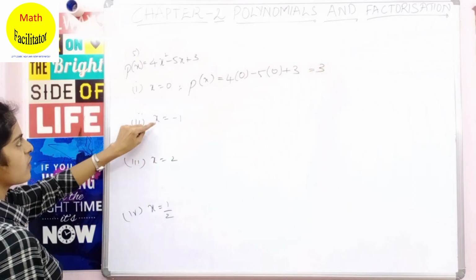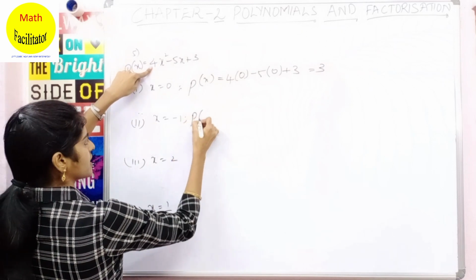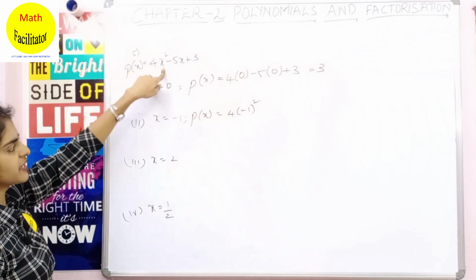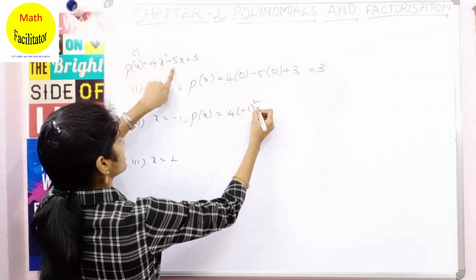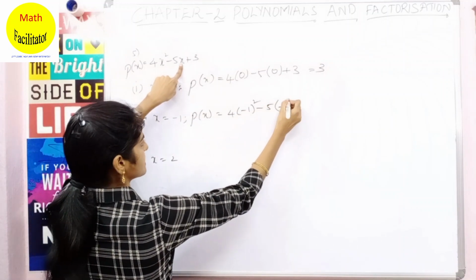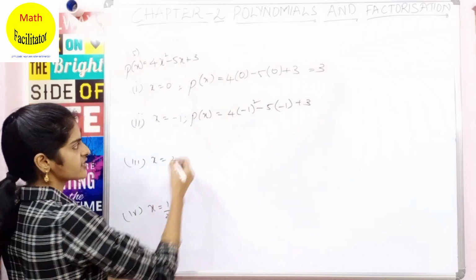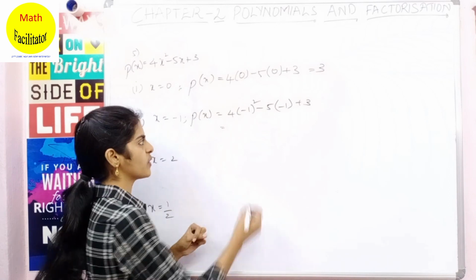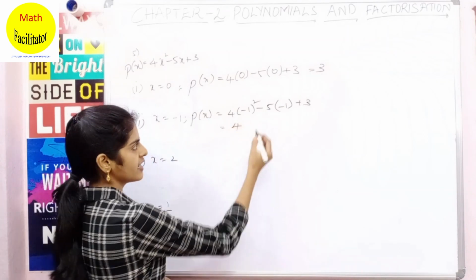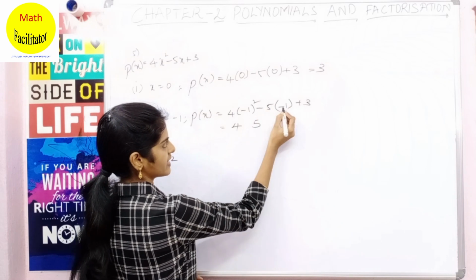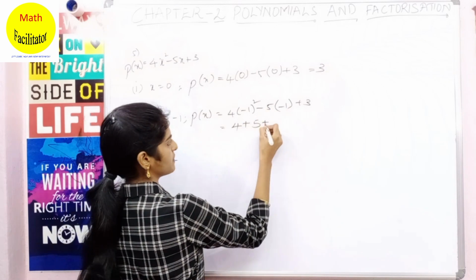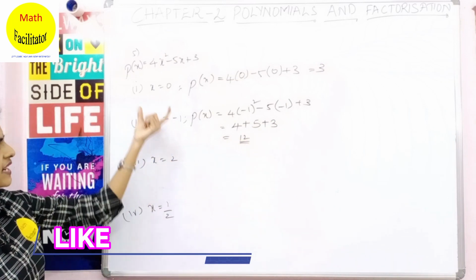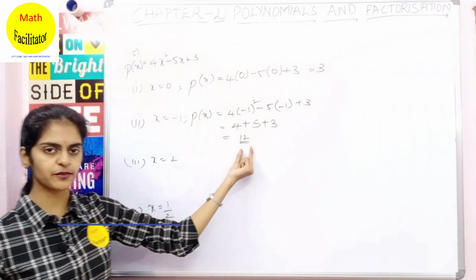Clear? Now when x equals minus 1, p of x is 4 into minus 1 whole square. In the place of x you are substituting minus 1, and you have minus 5 into minus 1, plus 3. So 4 into minus 1 whole square is 1, since minus 1 into minus 1 is 1. So 4 into 1 is 4. Then 5 into 1 is 5, and minus into minus is plus, and you have plus 3. So this is 9 plus 3, it is 12. So when x equals minus 1, the value of p of x is 12.